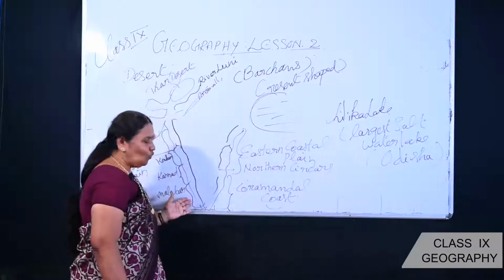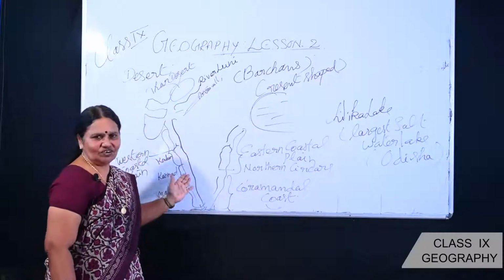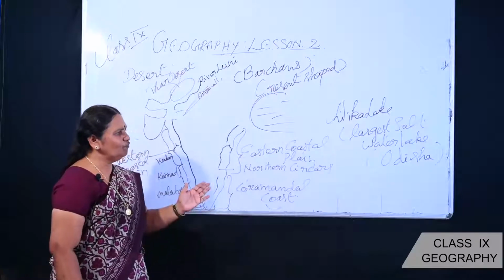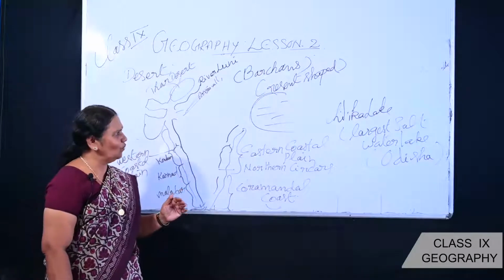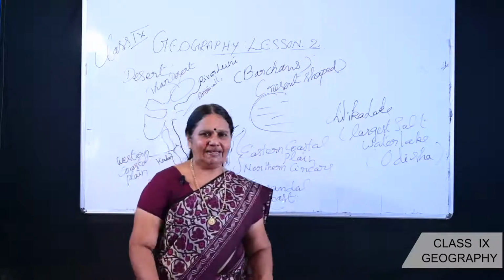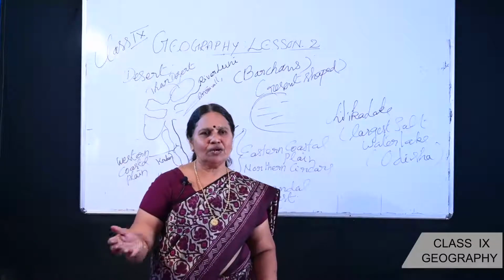The western coastal plain is noted for lagoons, but the eastern coastal plain is noted for what? Salt lakes. Okay. Now, I would like to wind up the lesson with the help of our two important island groups.